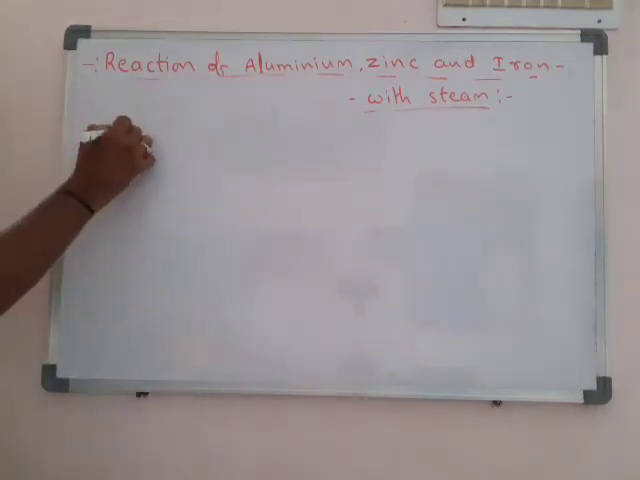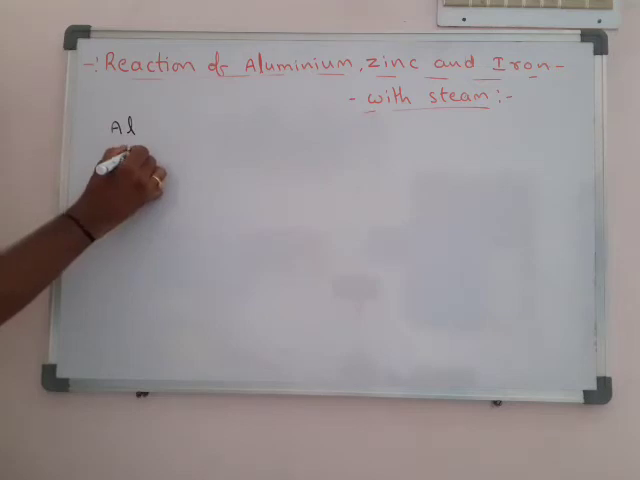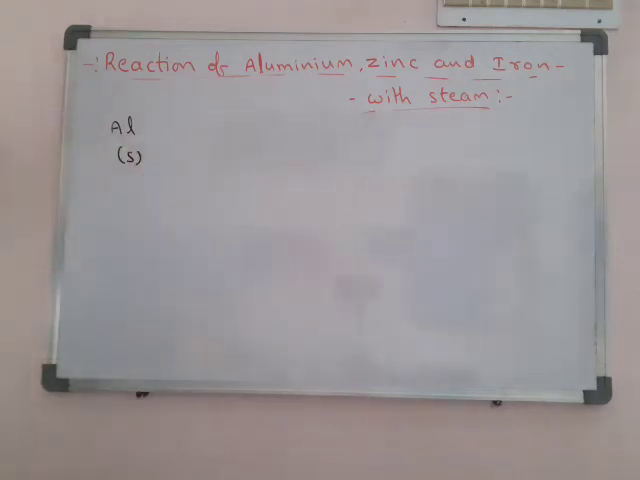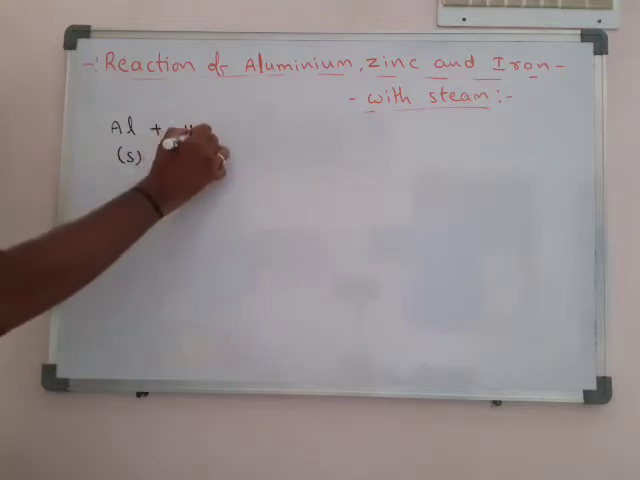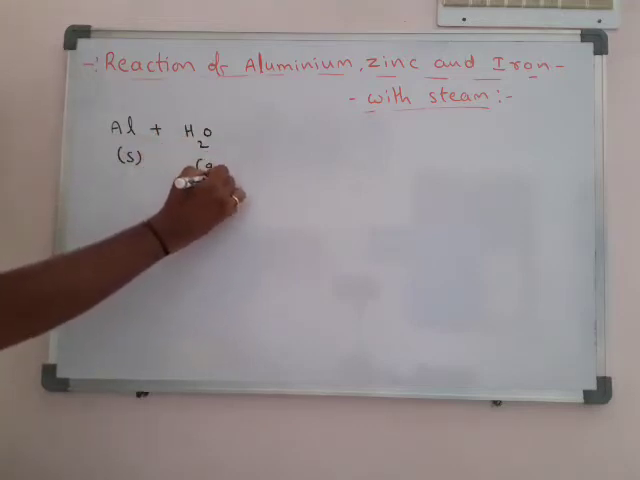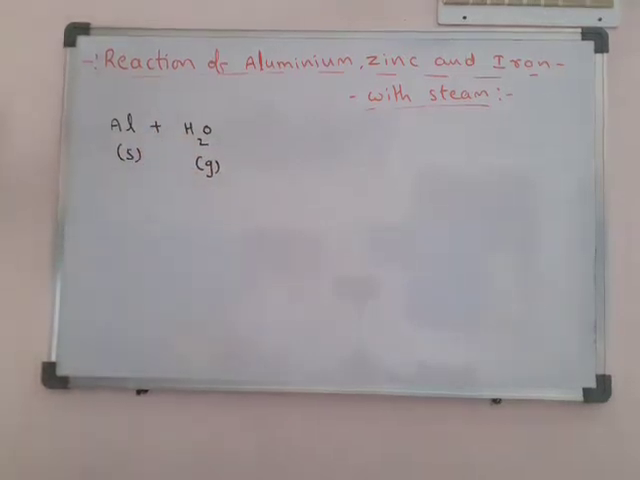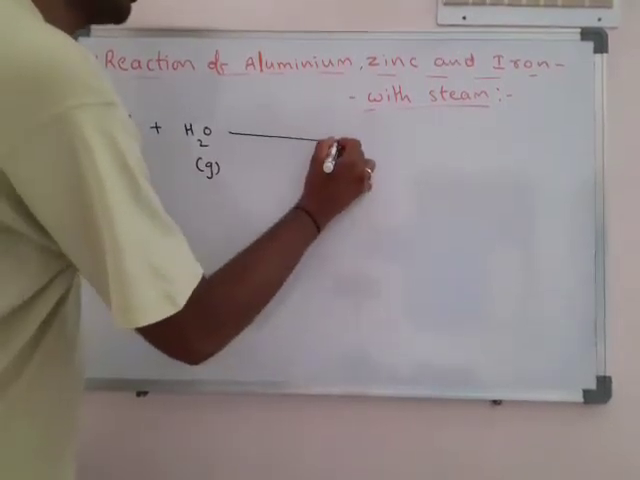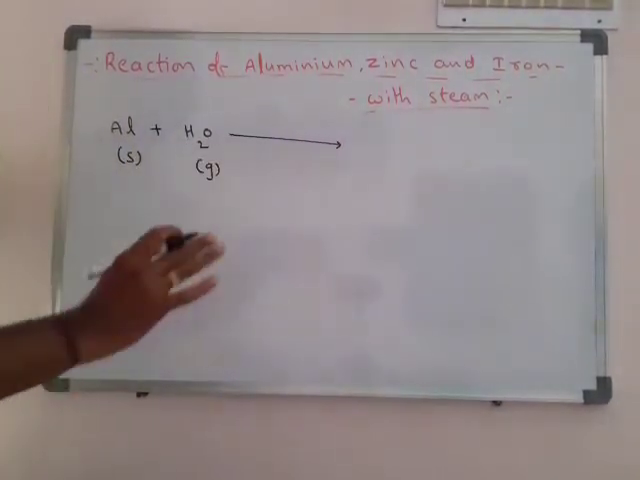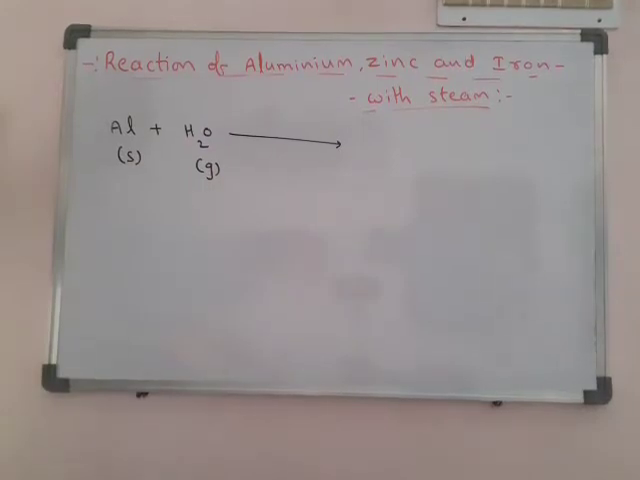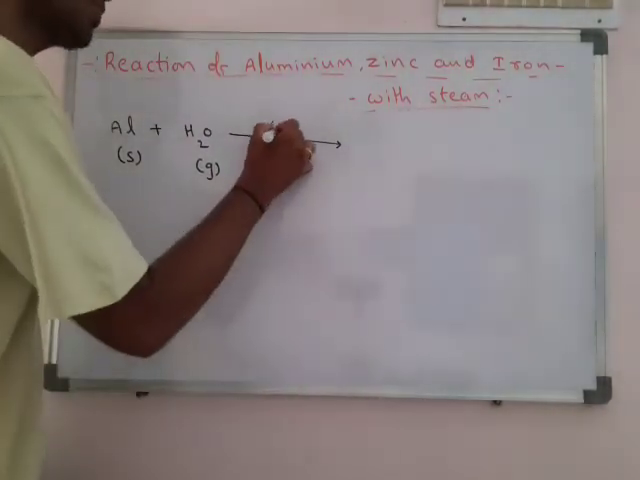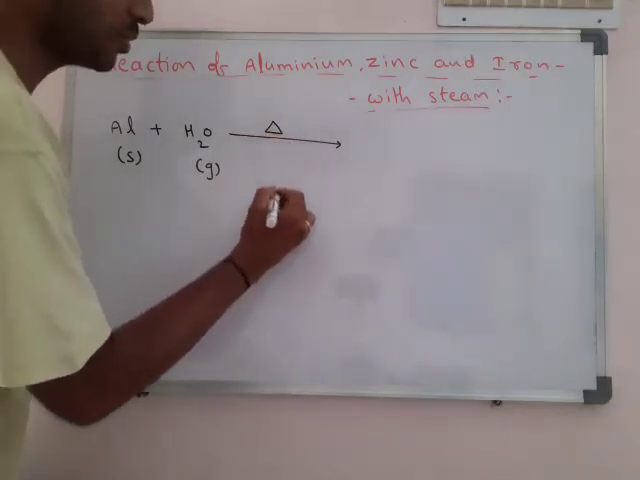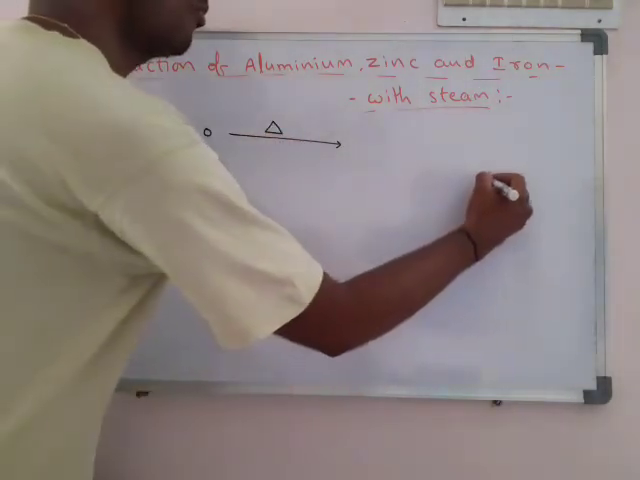First see the aluminium reaction. Aluminium is also a metal. Generally we take it as a solid, in powder form. Aluminium reacts with steam. This reaction happens when steam is present at a high temperature. At low temperature, the reaction does not take place. We use a triangle symbol. This symbol is called delta.